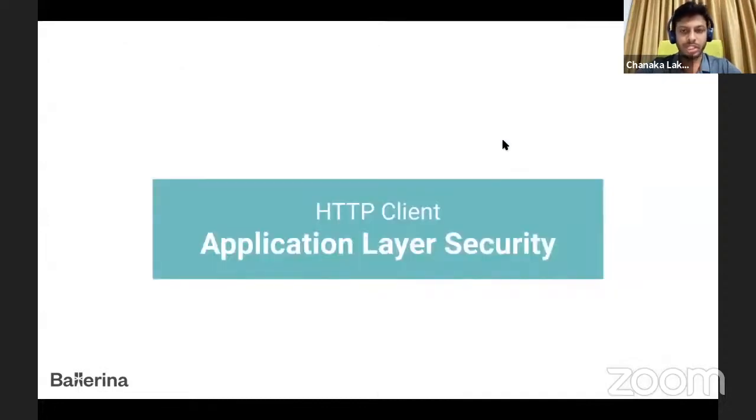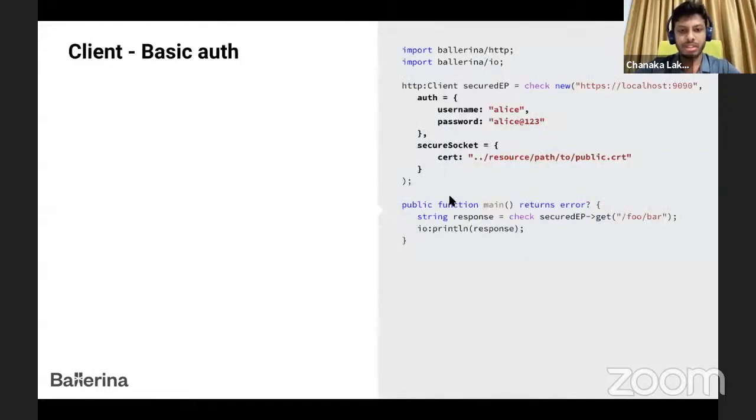Now let's see how we can configure the application layer security for HTTP client. Here we are going to secure HTTP client with basic auth. What we have to do is configure the auth field of the client configuration with the required username and password.